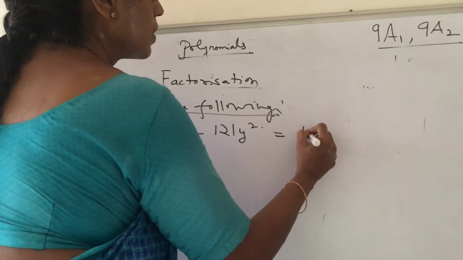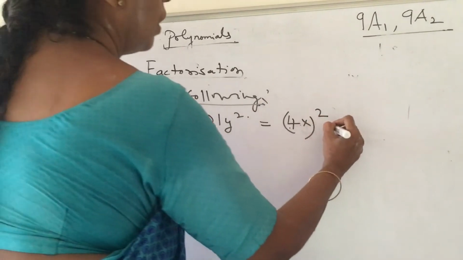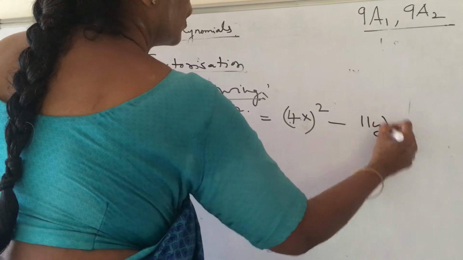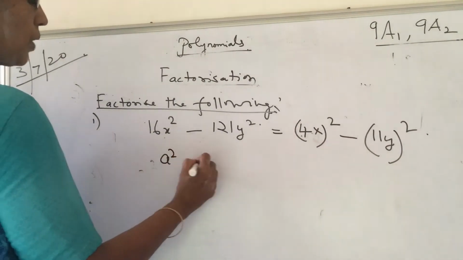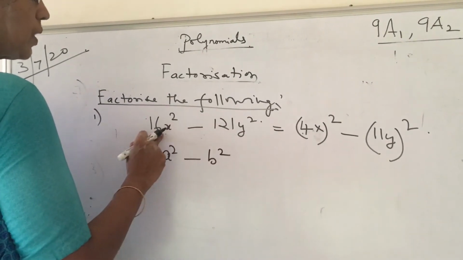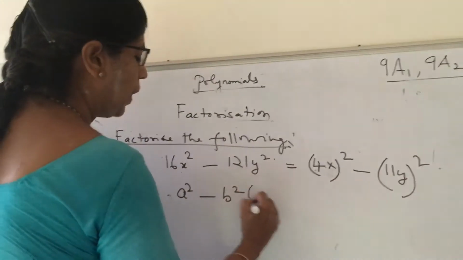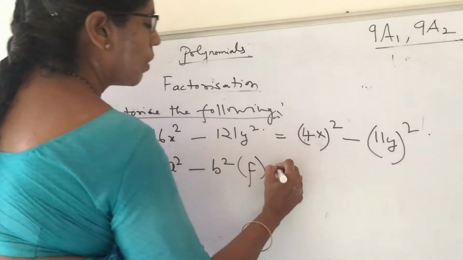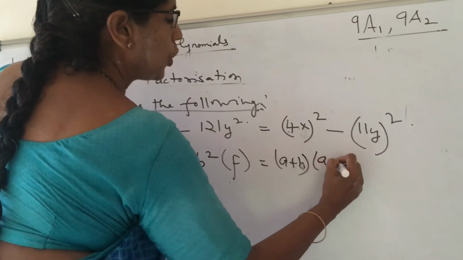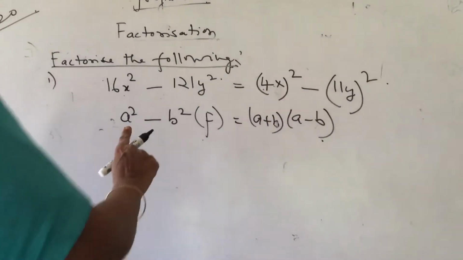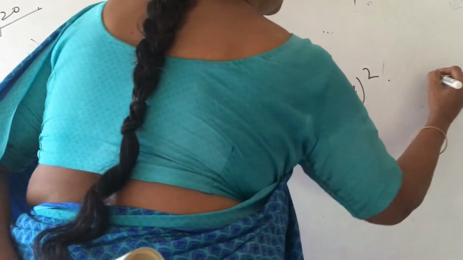The first term as a square: 4x the whole square. 121y squared: 11y the whole square. Do you know the expansion? I told you, no, children. When the question is in x and y, write your formulas in the terms of a and b. A squared minus b squared, factors, is a plus b into a minus b.